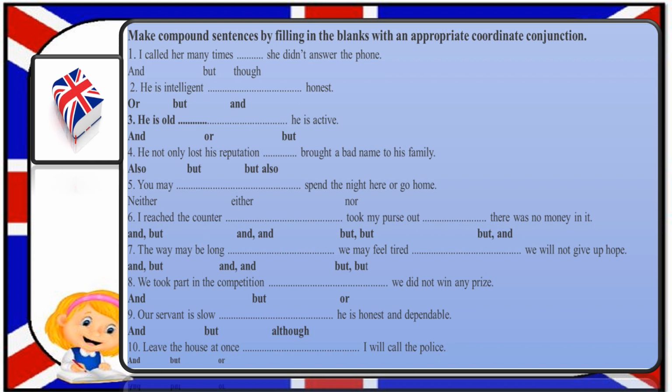The seventh sentence: the way may be long, we may feel tired, we will not give up hope. And, but. The eighth sentence: we took part in the competition, we didn't win any prize. And, but, or. The ninth sentence: our servant is slow, he is honest and dependable. And, but also. The tenth sentence: leave the house at once. I will call the police. And, but, or.